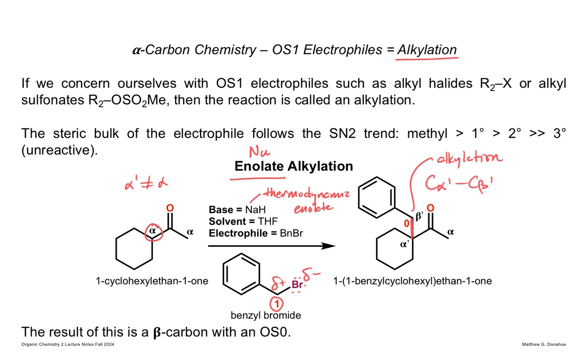Just to highlight, the mechanism over all of that is SN2. So you want to make sure that your electrophile is following that trend of methyl, primary, or secondary. You can't use a tertiary alkyl halide because it won't react under those conditions.